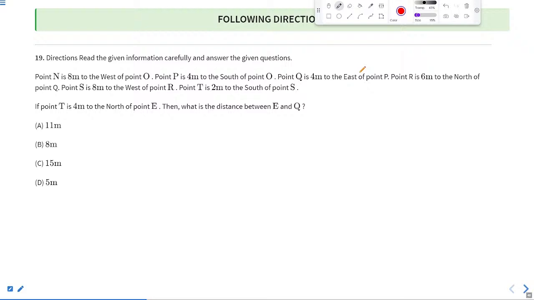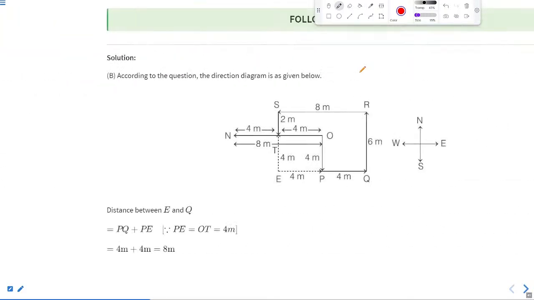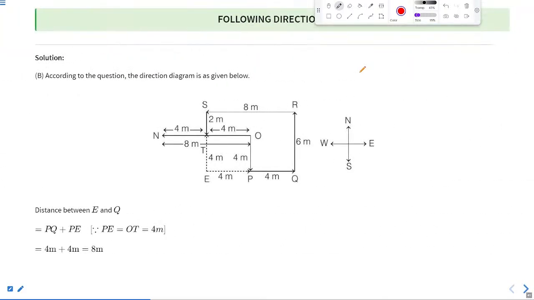19. Point N is 8 meters to the west of point O. P is 4 meters to the south of O. Q is 4 meters to the east of point P. R is 6 meters to the north of Q. S is 8 meters to the west of R. T is 2 meters to the south of Q. T is 4 meters to the north of point E. What is the distance between E and Q? According to the question, the diagram is given below. Again, 4 meters. Therefore, the distance between E and Q will be PQ plus PE, which is 4 plus 4, which is 8 meters.